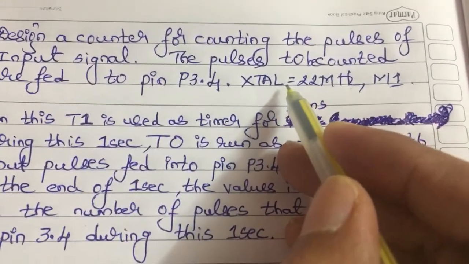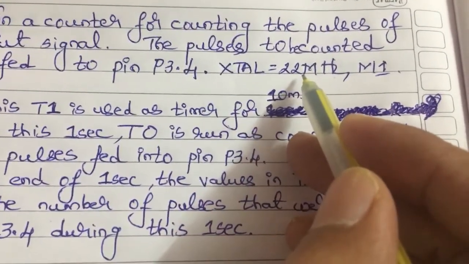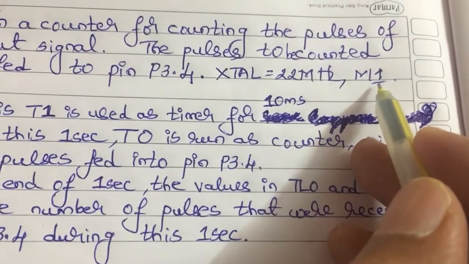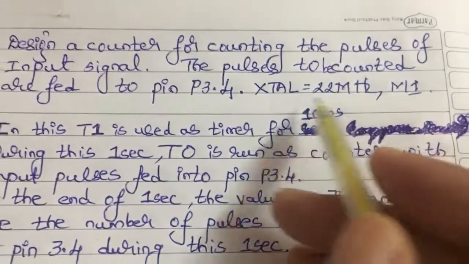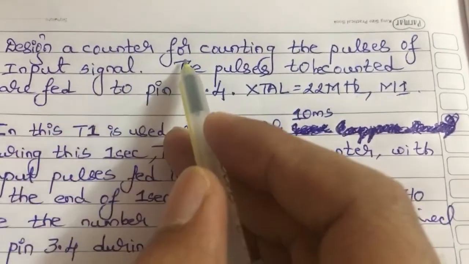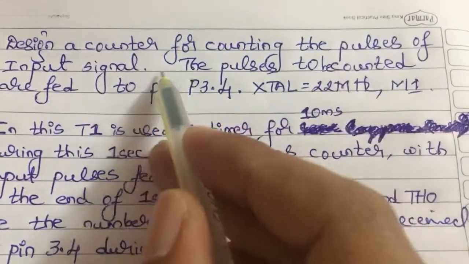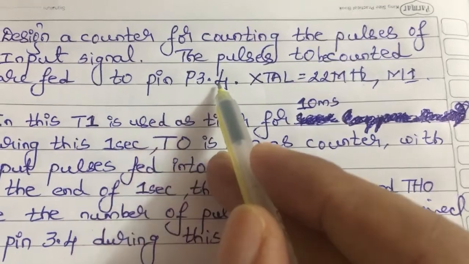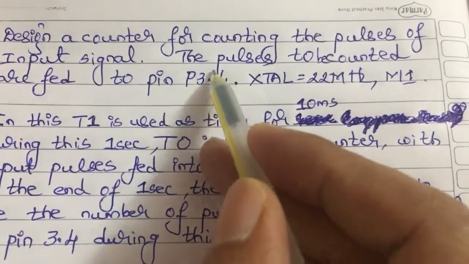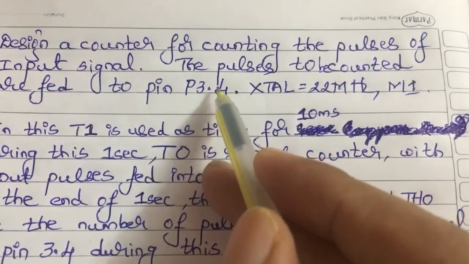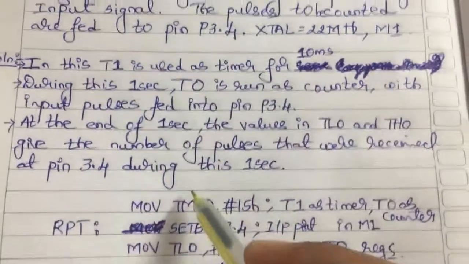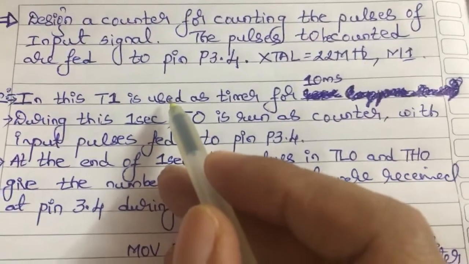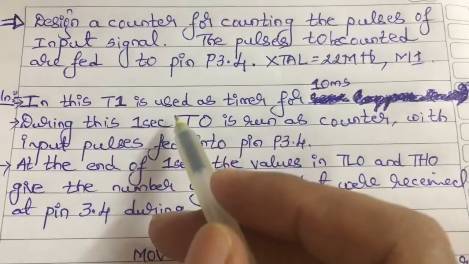They have given a crystal frequency of 22 megahertz and we need to use mode 1 of operation. Let me read once again: design a counter for counting the pulses of an input signal. The pulses to be counted are fed to pin P3.4. From this pin there are pulses coming and we need to count the number of pulses. Before starting with the coding, let me read the most important statements that we need to follow for counter programming.